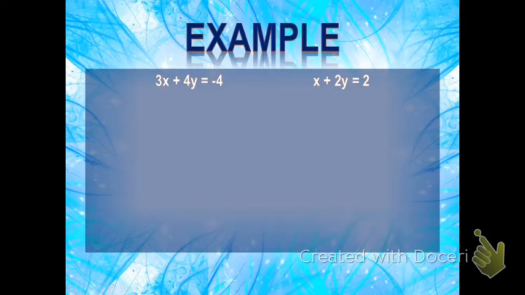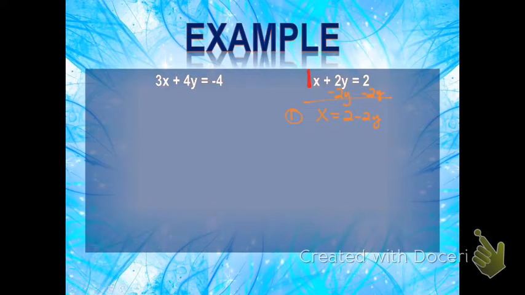Our system is 3x plus 4y equals -4 and x plus 2y equals 2. Step 1, again, was to solve one of the two equations for one variable, and if you happen to have any of the coefficients being 1, that's the one you should pick. So in our second equation, the x has a coefficient of 1, so that's what we're going to be solving for. We're going to be using inverse operations to solve for the x in the second equation. Okay, that was our first step in the substitution method.